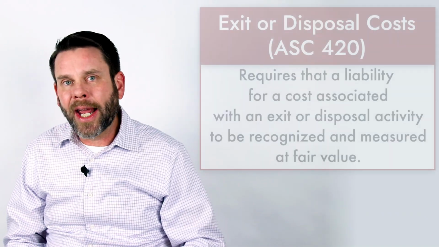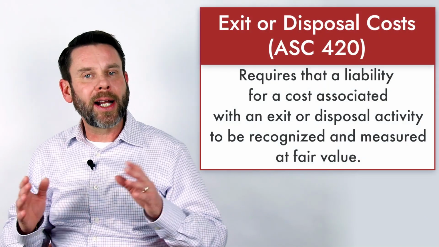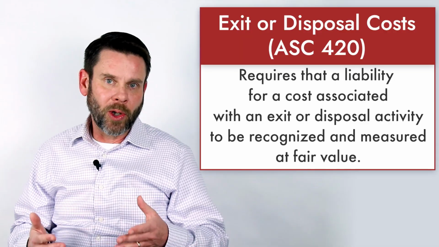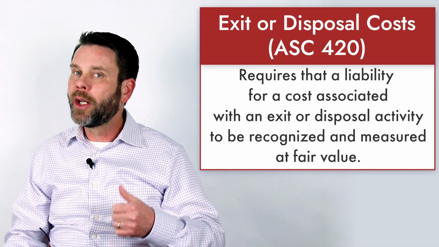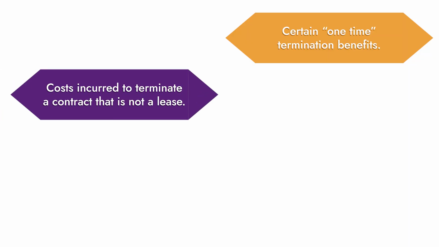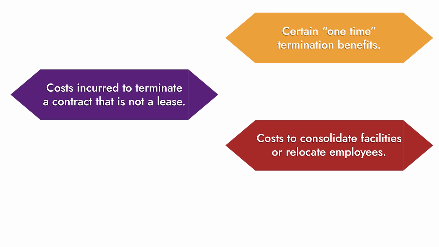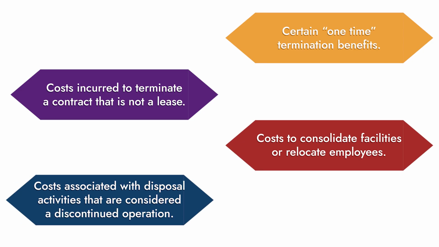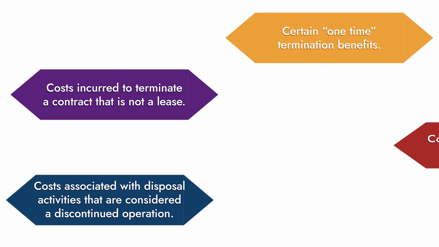Let's first talk about ASC Topic 420. This is the guidance that covers exit or disposal costs when we recognize them. What are we talking about here? We're talking about certain one-time termination benefits for employees. We're talking about costs that are incurred to terminate a contract that's not a lease. Terminating a lease is dealt with by ASC Topic 842, the lease accounting standard. Costs to consolidate facilities or relocate employees, costs associated with disposal activities in a discontinued operation, and various other costs as well.